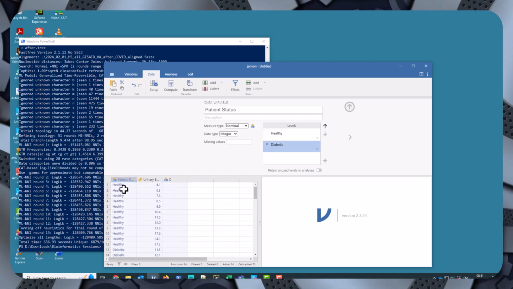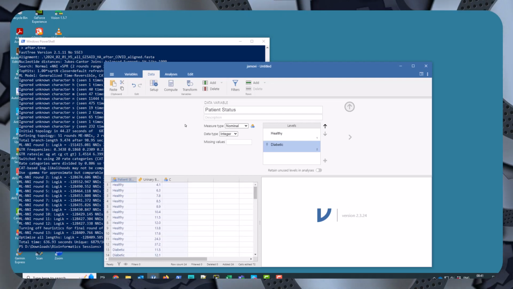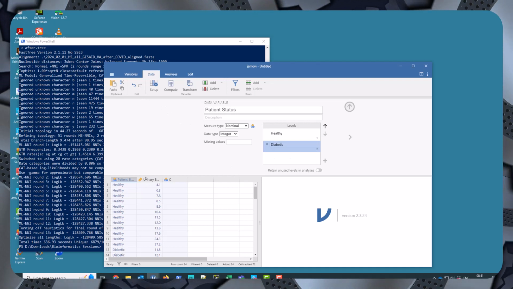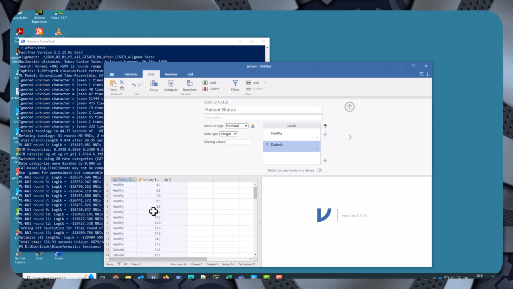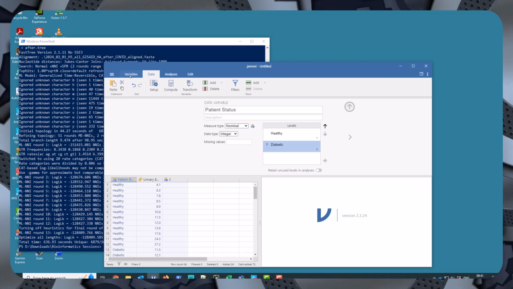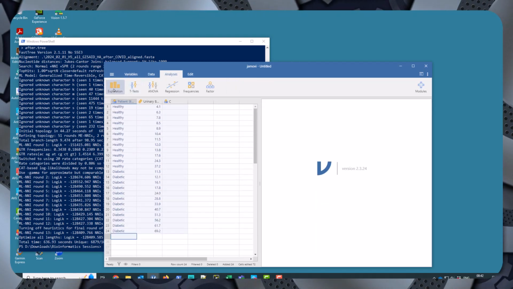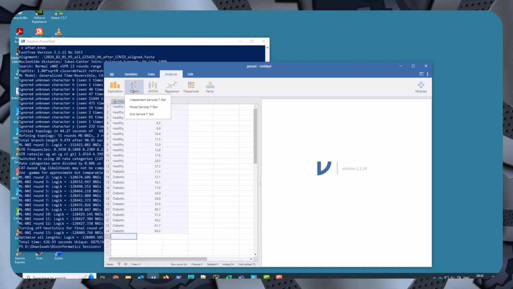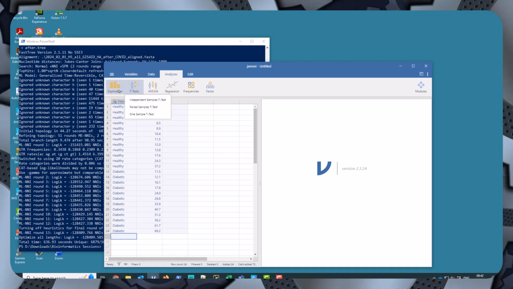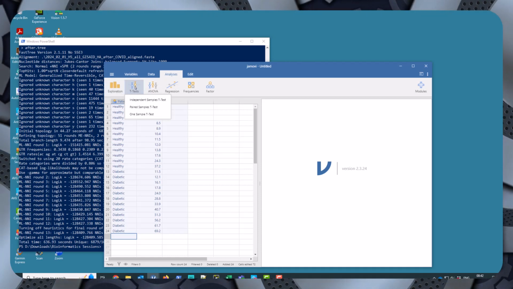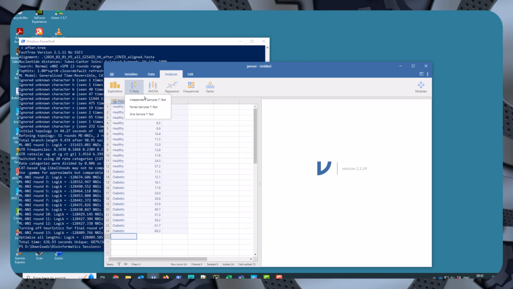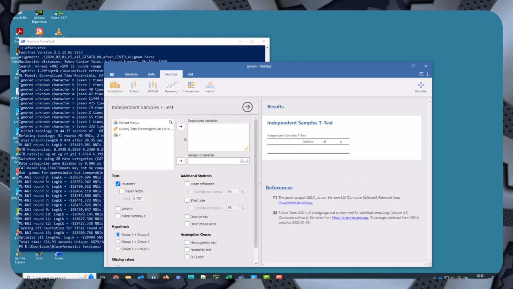That came out as a nice, easy way of calculating things. So there, I've got my data set up. So now I can actually do the statistical test by going to analysis. It's a variant of the t-test, so it is an independent samples t-test like thing.